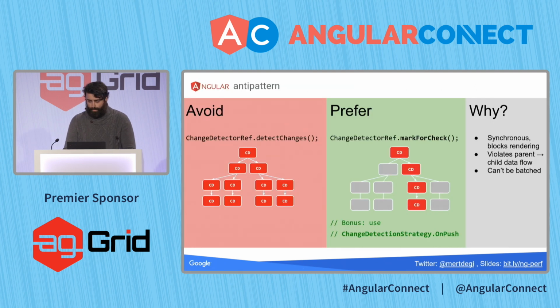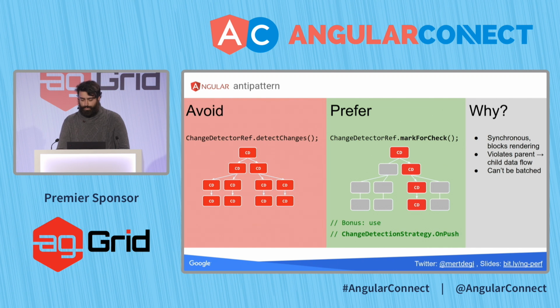First anti-pattern I'd like to talk about is usage of detect changes. Don't use this. Just use mark for check. There are valid cases you want to use detect changes in, like if you're using detach or reattach. But in our investigations of hundreds of components, it was mostly a code smell. We were able to convert all of those to mark for check calls.